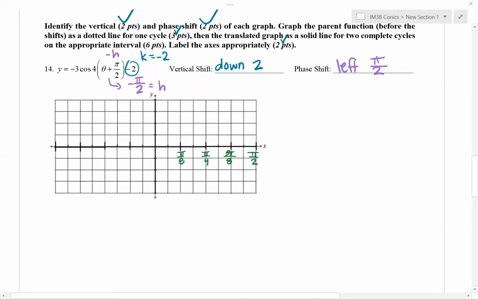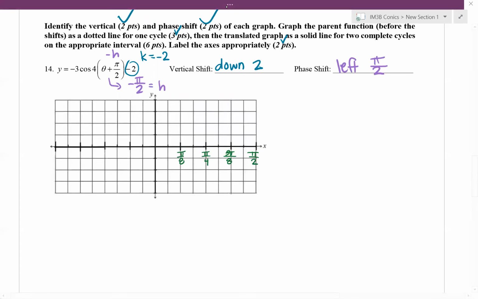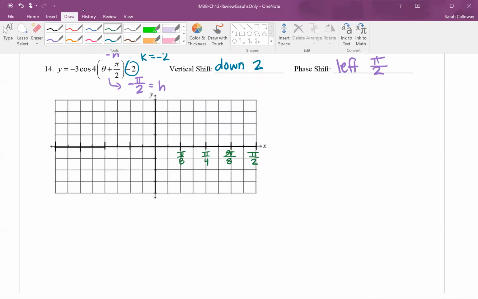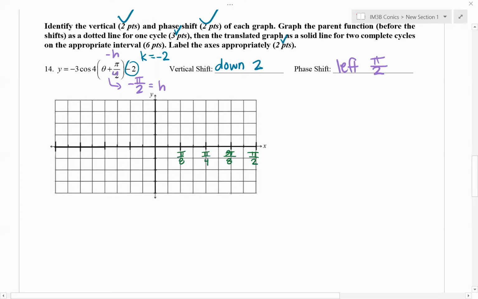Actually, I'm going to change this problem just so that it isn't a bad translation. I'm sorry about this, but we're going to change this, instead of pi over 2, to a pi over 4. It's not going to be a good visual or good practice for you if it's all the way over there. So if I make this a pi over 4 instead, then h is negative pi over 4, and we're going to translate left pi over 4 units.